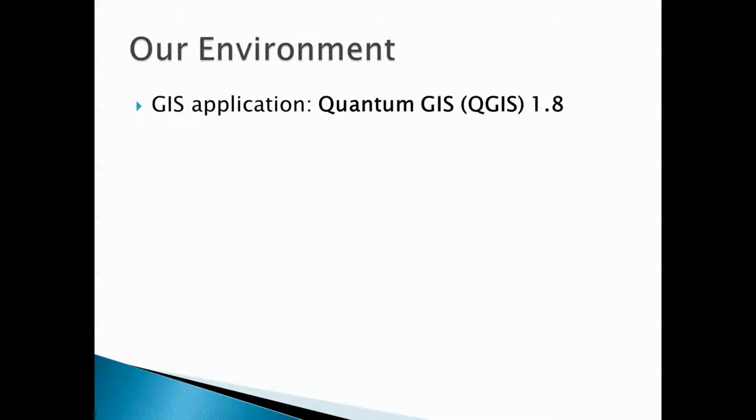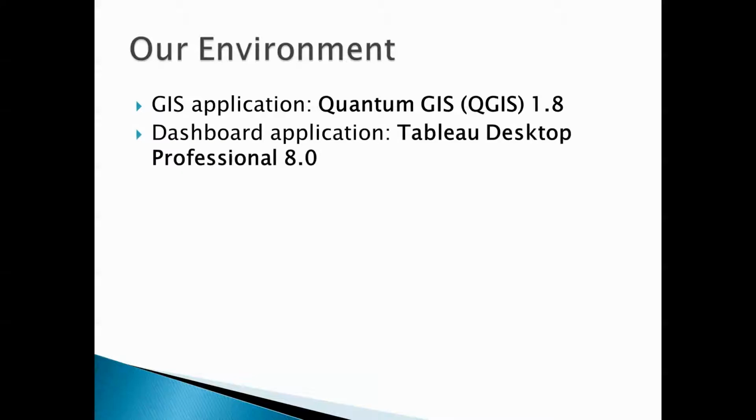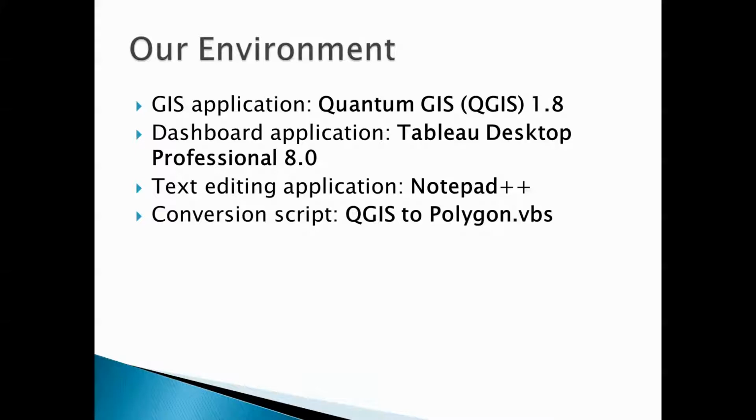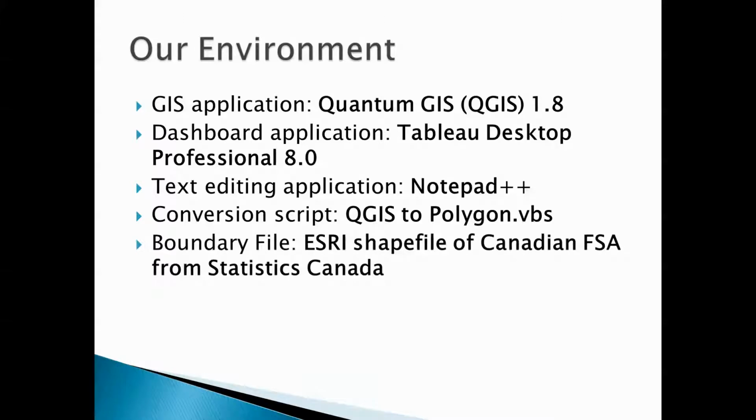We are specifically using the following combination. We're using Quantum GIS 1.8, also known as QGIS. The dashboard application we're using is Tableau Desktop Professional version 8.0. The text editor that we'll be using is Notepad++. And the conversion script that we mentioned for this particular process is QGIS to polygon.vbs. Keep in mind the boundary file, as we mentioned before, is the Canadian FSA boundary file. Specifically, this is the one that we obtained from Statistics Canada, which is one of the government departments here in Canada.